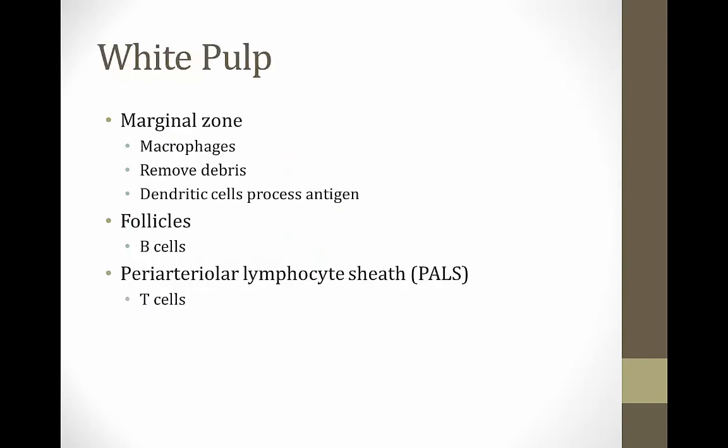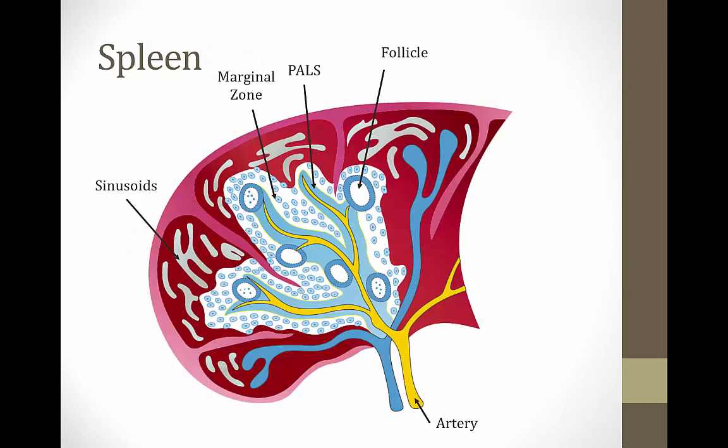As I mentioned to you before, there are three important portions of the white pulp to know about. The first is the marginal zone. This contains macrophages which remove debris. There are also some dendritic cells here that can process antigen. The follicles in the spleen are very similar to the follicles in lymph nodes. They contain B cells. And then the T cells in the spleen are found in those periarteriolar lymphocyte sheaths. This is where T cells can respond to antigens present in the blood. So back to our drawing here, these circular structures are follicles. This is what contains the B cells. The periarteriolar lymphocyte sheaths are these sheaths that surround the arteries, and that's what houses the T cells. And then the marginal zone here contains lots of macrophages and some other cells like dendritic cells.